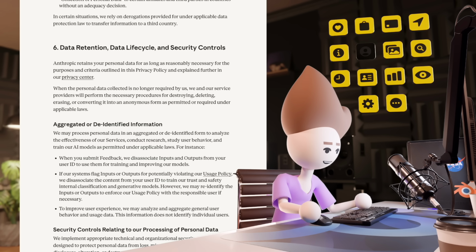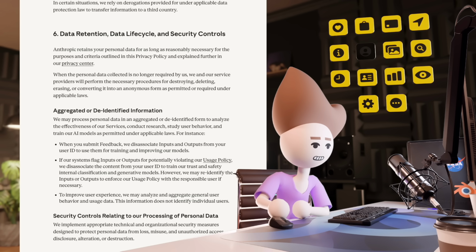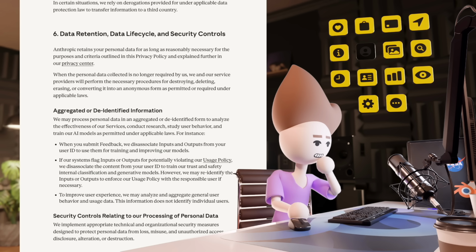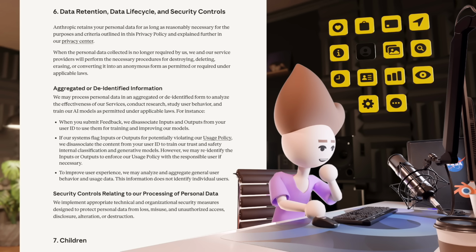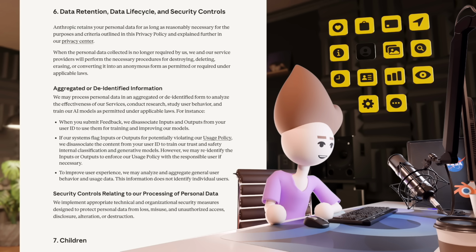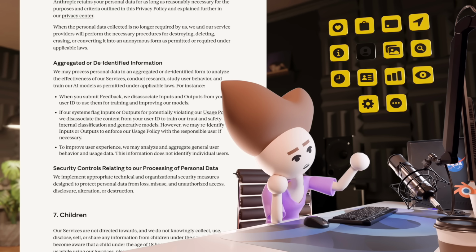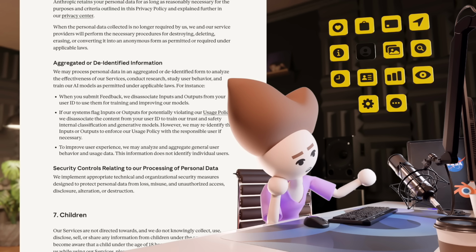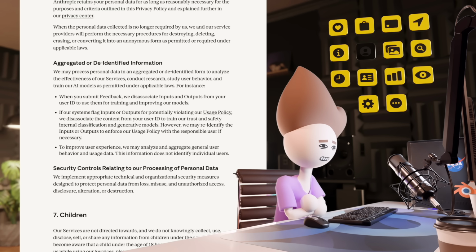Aggregated or de-identified information. We may process data in an aggregated or de-identified form to analyze the effectiveness of our services, conduct research, study user behavior, and train our AI models as permitted under applicable laws. For instance, when you submit feedback, we disassociate inputs and outputs from your user ID and use them for training and improving our models. If our systems flag inputs or outputs for potentially violating our usage policy, we disassociate the content from your user ID to train our trust and safety internal classification and generative models. However, we may re-identify the inputs and outputs to enforce our usage policy with the responsible user if necessary.